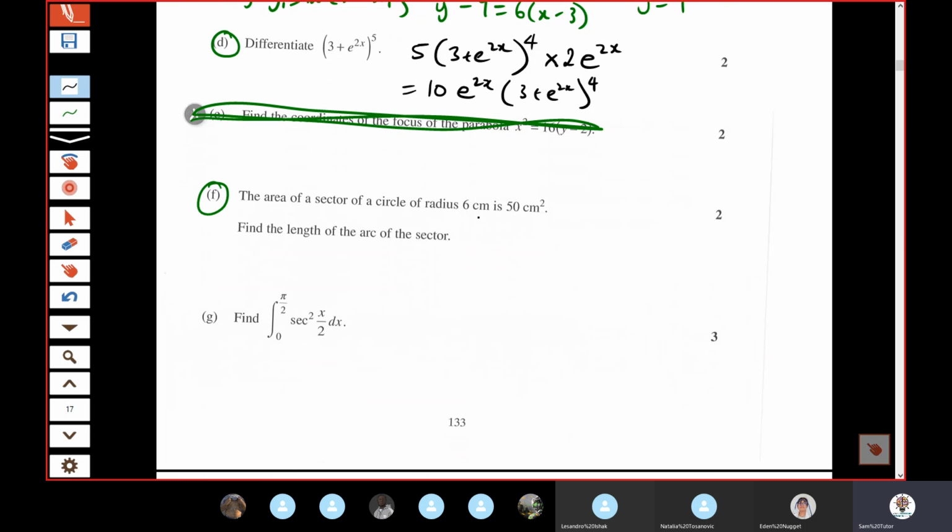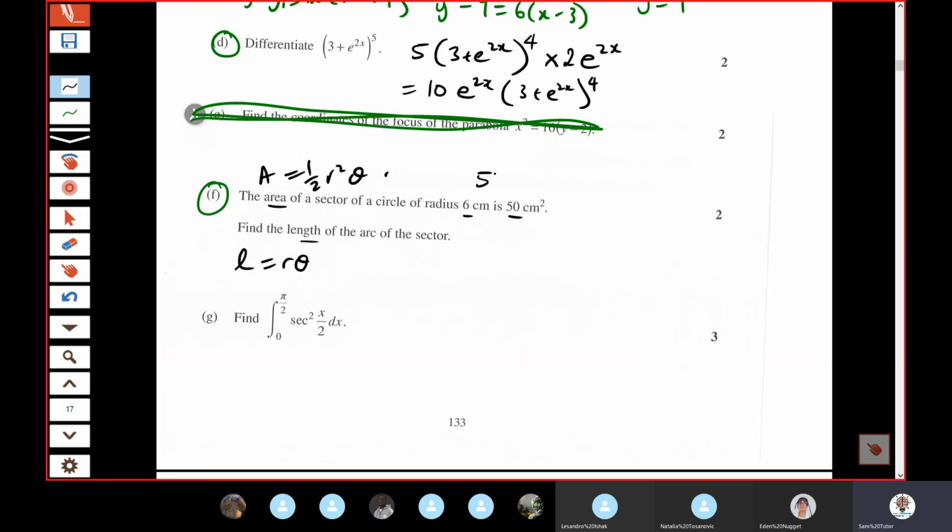The area of a sector of radius 6 is 50. Find the length. All right, you need your 2 formulas. What's your first formula for? Area is half r squared theta. What's your arc length formula? R theta. So you already have r. You obviously just need theta to find the length. To find theta, it's going to come from up here.